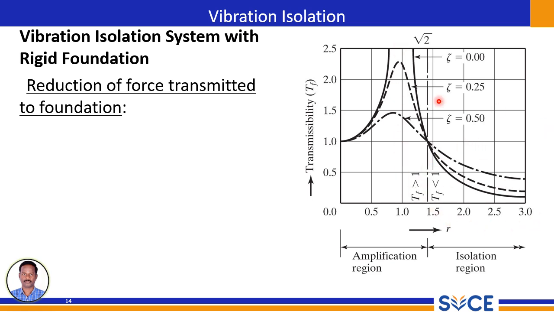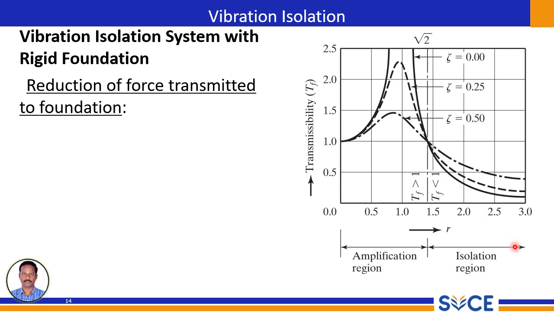The vertical line at R equals square root of 2 is very significant. This is the point where T, that is transmissibility, equals 1. For R values greater than square root of 2, we are in the isolation region. This means that for effective vibration isolation, we want to operate in this region, where the excitation frequency is significantly higher than the natural frequency of the system.